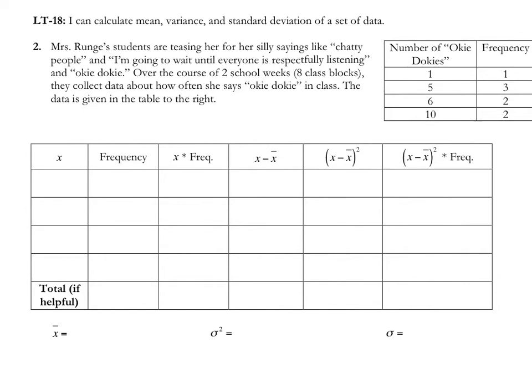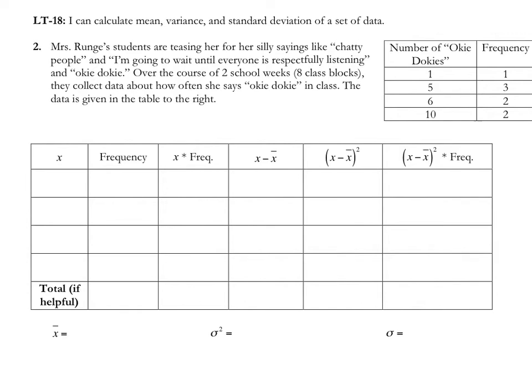So this means that one time in one of the class blocks, I only say okie dokie once. In 3 of the class blocks, I say okie dokie 5 times. In 2, I say it 6. And in 2, I say it 10. And the question is that we want to find the mean, variance, and the standard deviation for the number of times that I say okie dokie.